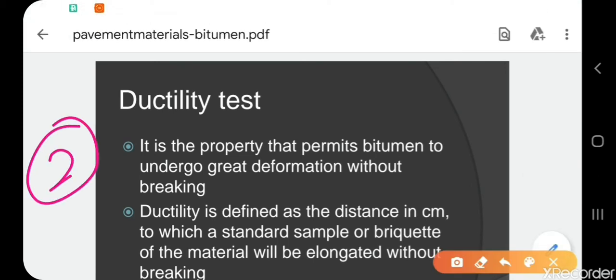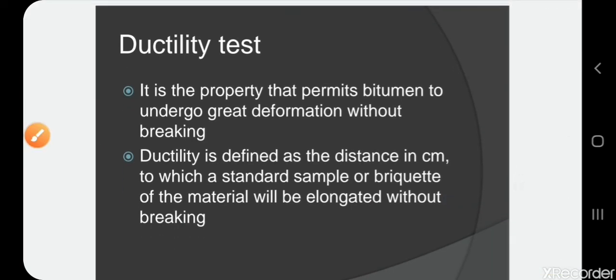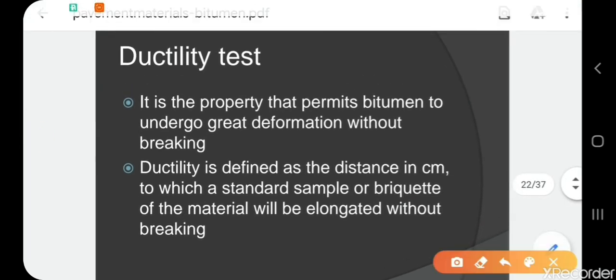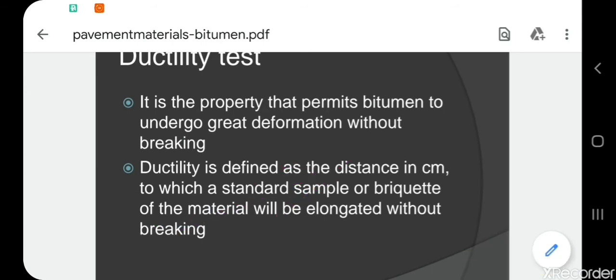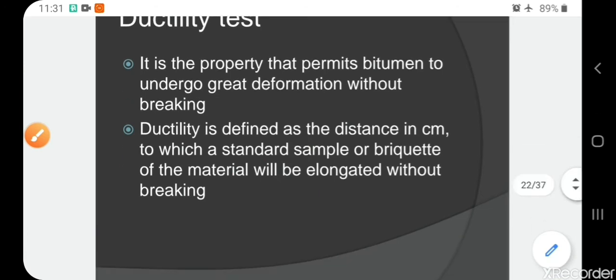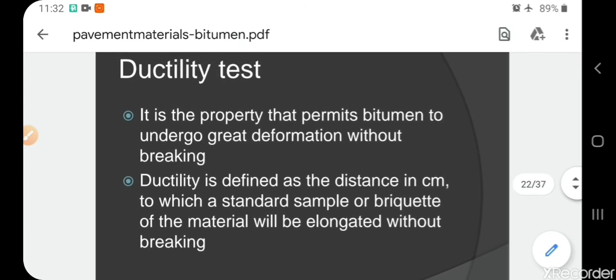Second test, ductility. As I already told in the previous slide, ductility can be defined as the property which permits the bitumen to undergo greater deformation without breaking. When subjected to tensile forces, the bitumen should elongate but should not break. We should have the greatest deformation, but we should not have a break. If you want extra information or videos, refer to the video lecture. I have already uploaded the videos on YouTube.